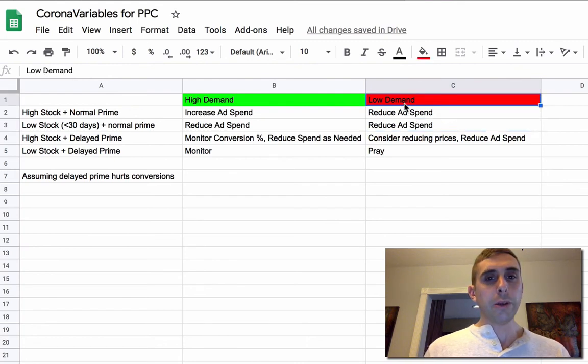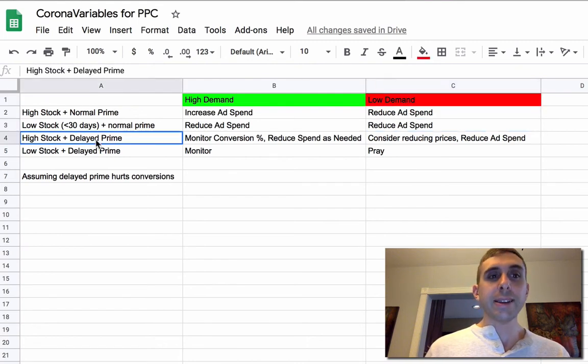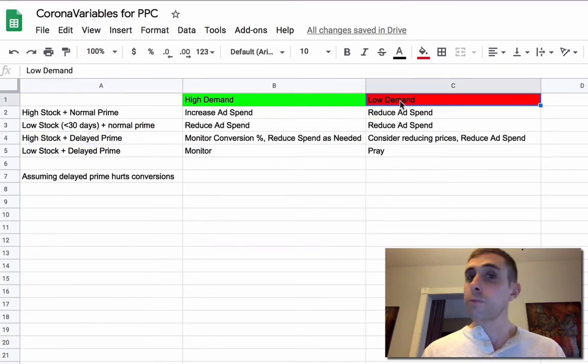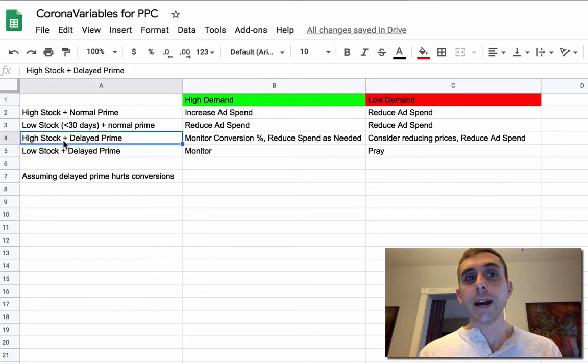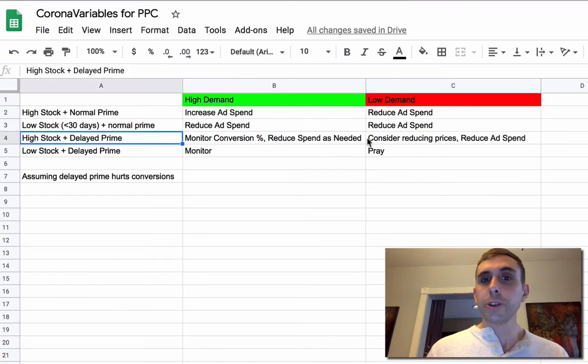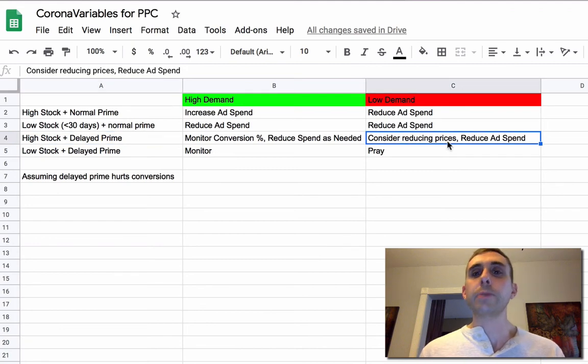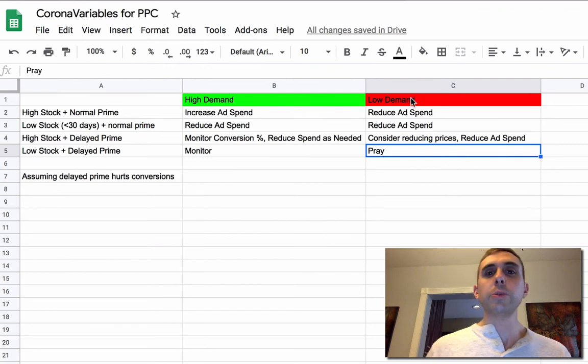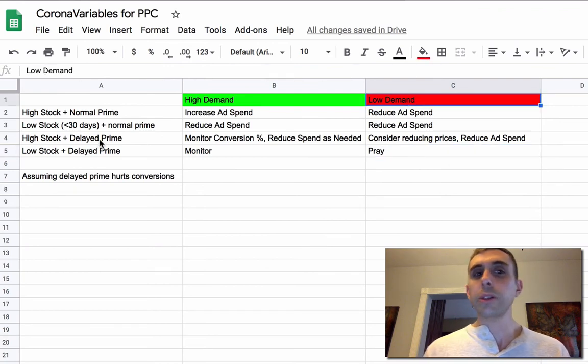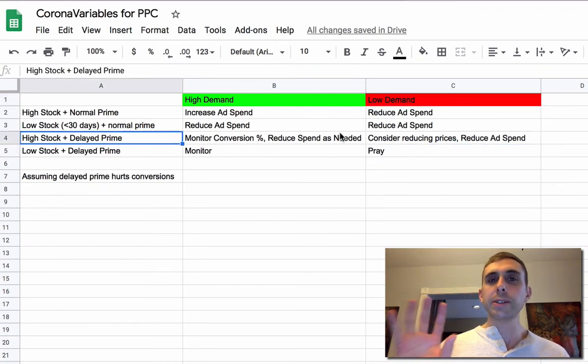Next scenario: low demand with high stock and delayed prime. That sounds like a pretty crappy scenario because there's low demand for the product, but there's high stock and there's also a delay in the time. So consider reducing prices and reducing your ad spend. This is just to help get rid of some of that stock to keep the velocity going as best you can. And also reducing your ad spend because there's low demand right now and there's also delayed prime. So we have to keep all of this into consideration.